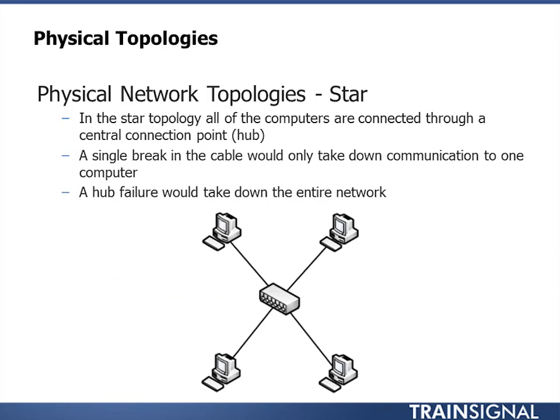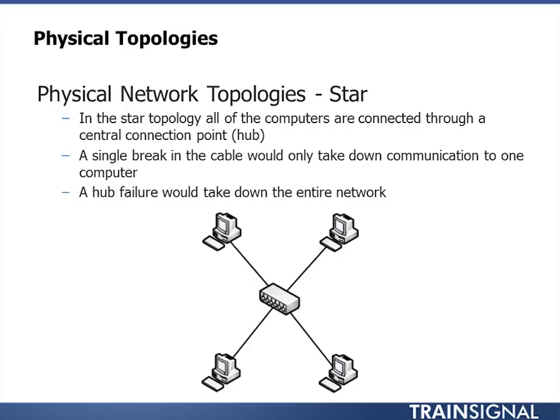The next physical topology I want to talk to you about is something called the star topology. In a star topology, all the computers are connected through a central connection point, or what's sometimes referred to as a hub. Now, we'll talk about networking devices like hubs in a different lesson. But the idea is, as you see illustrated here, you have all your computers connected to this central point to make what kind of looks like a star.